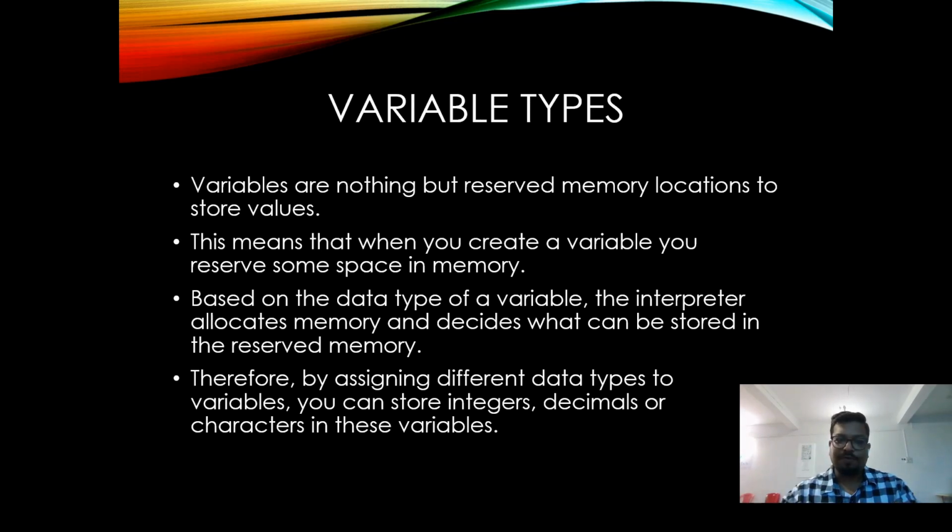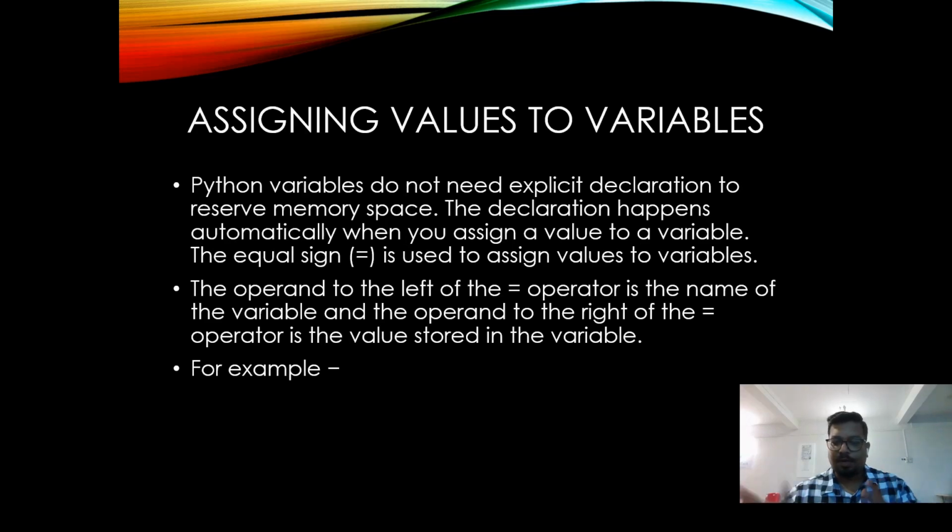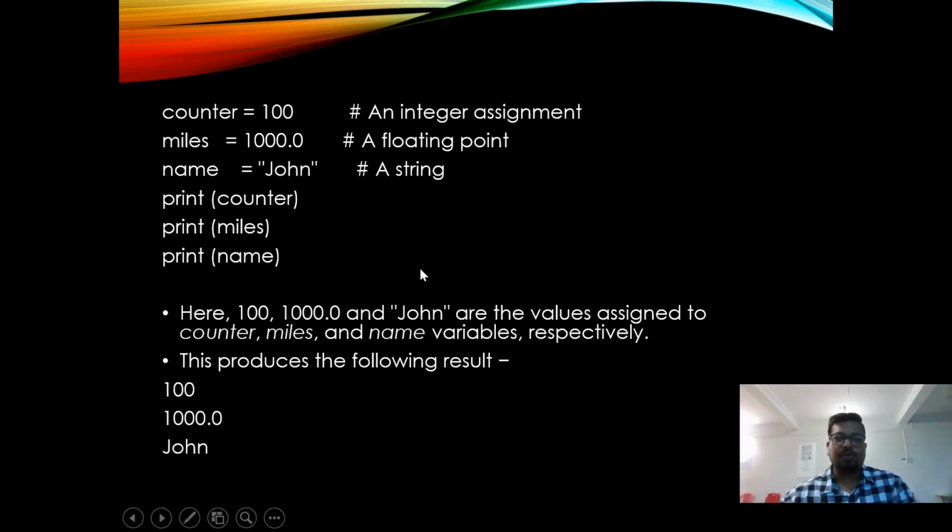Okay, so how the variables are defined, you can see it over here. So we have defined counter, miles, name, okay, and the values. So directly no data types, directly a variable and a value, variable and a value, variable and a value. Depending upon the value you are storing, the Python interpreter will decide what type of data it is. Okay, so you can store the variables like this.